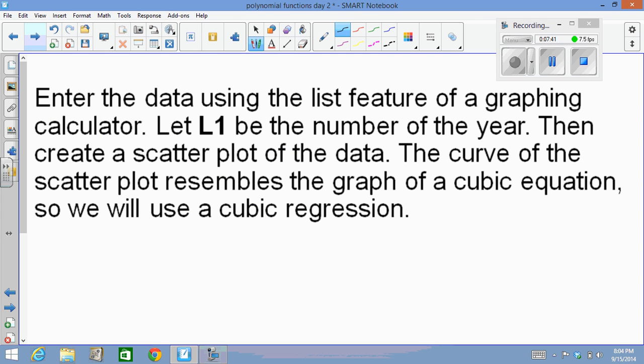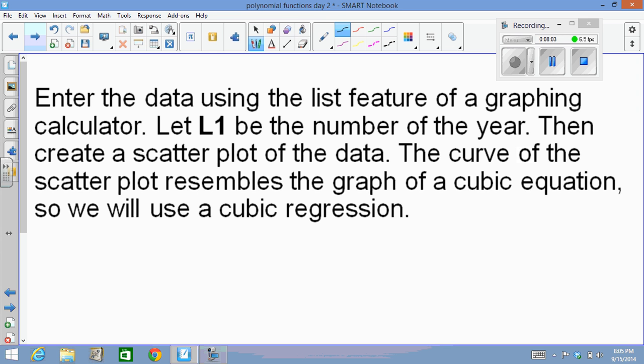So as it says, you're going to create a list, put it into L1, and then graph it. Once you graph it, you need to guess what kind of graph it is. Is it a parabola? Because if it were a parabola, I would be using a quadratic regression. Is it a line? If it's a line, then I'm going to use a linear regression.